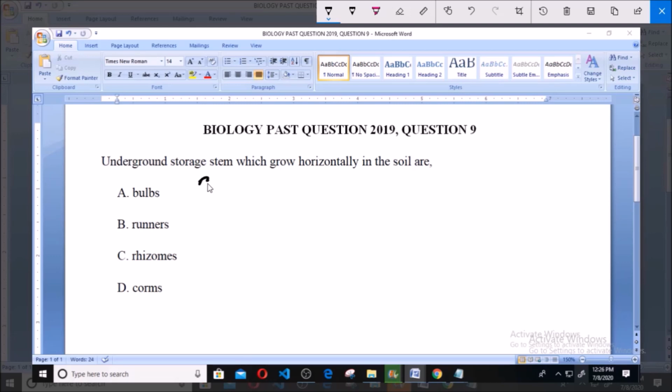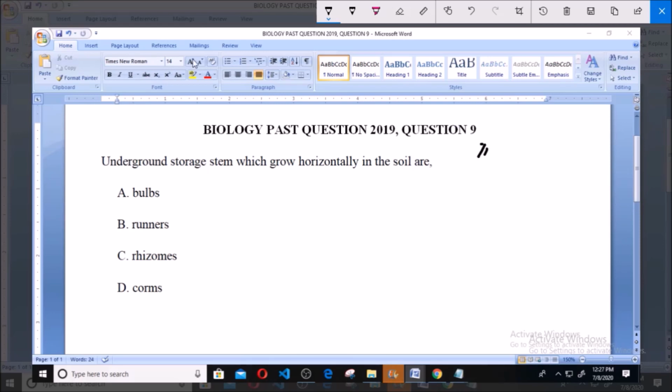Today we'll be dealing with Biology Past Question 2019, Question 9. Underground storage stem which grow horizontally in the soil are A. bulbs, B. runners, C. rhizomes, D. corms. When you are given a question like this, at least you should have a foreknowledge or idea about all the options. Now we'll go through all the options briefly.